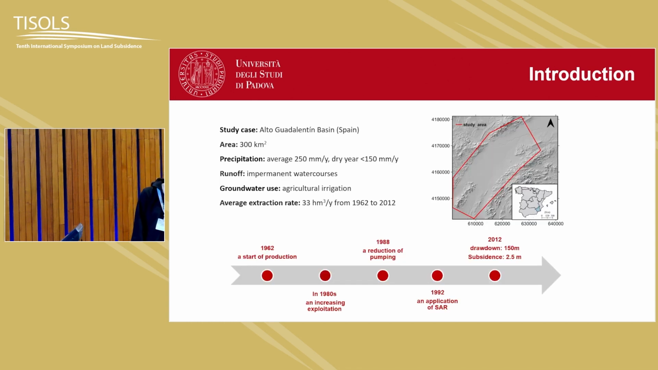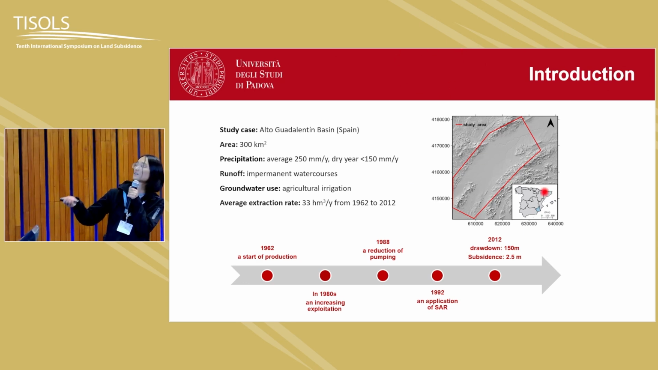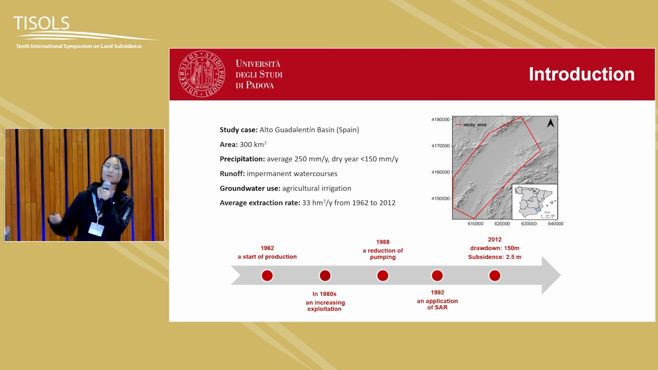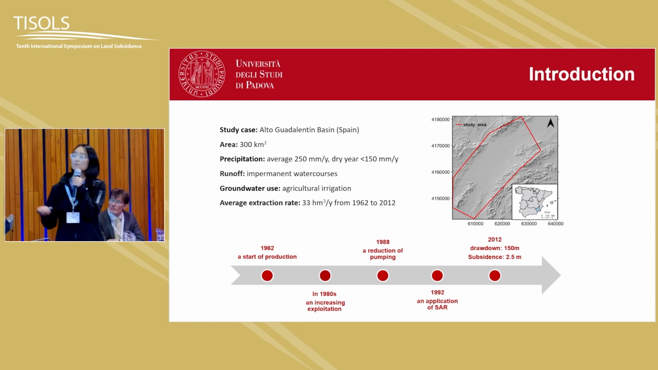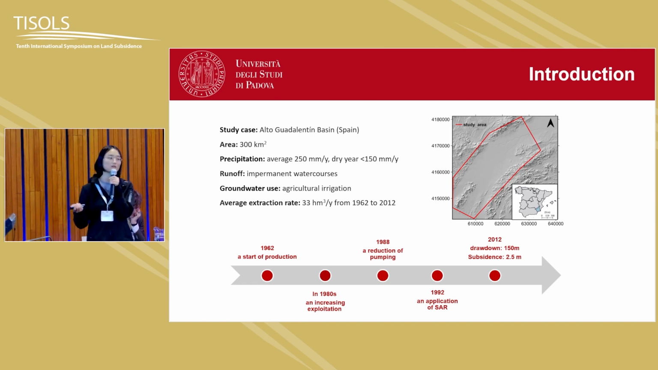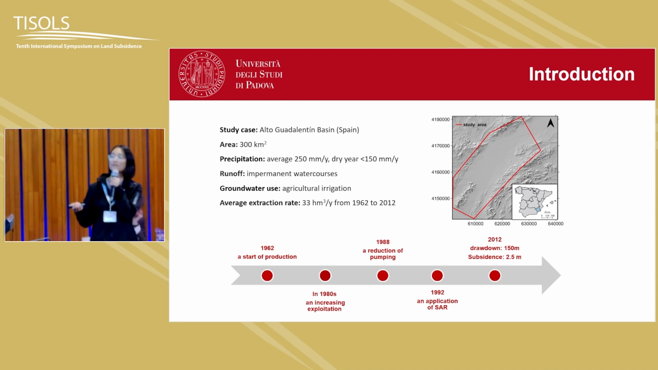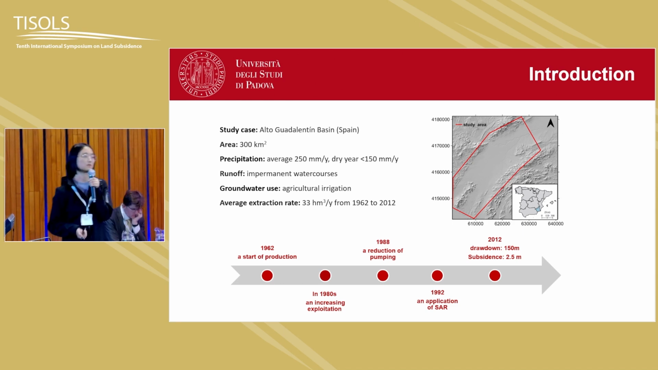So we applied this framework in Alto Guadalentín, which is located in the southeast of Spain. Here is a typical water scarce region. The groundwater production has been initiated since 1962. And by 2012, the piezometric level has dropped down 150 meters. As a result, this region undergoes one of the greatest subsidence rates in Europe, which is over 10 centimeters per year.